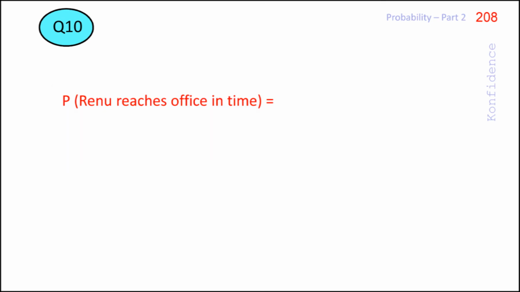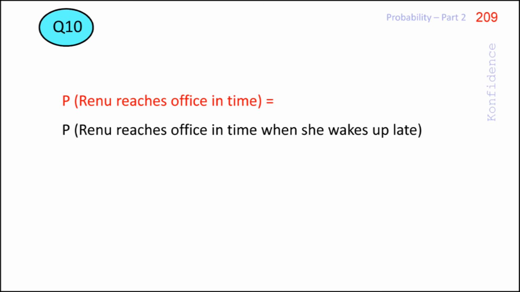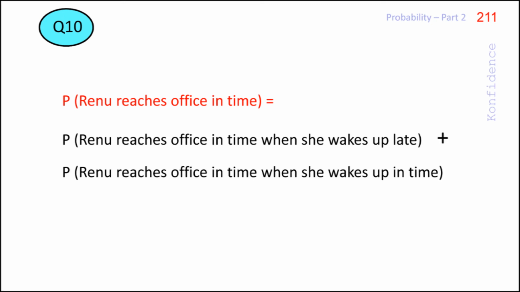So, the probability that Miss Renu reaches the office in time equals probability that Miss Renu reaches the office in time when she wakes up late plus probability that Miss Renu reaches the office in time when she wakes up in time.